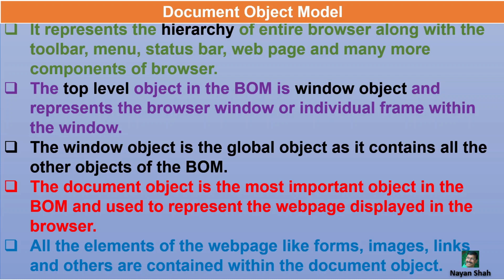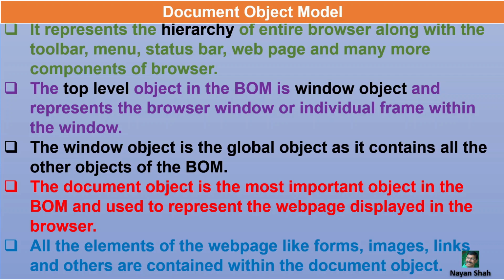The document object is the most important object in the browser object model, and it is used to represent the web page displayed in the browser. So the document object model is the most important because we are dealing with the web page. So we will concentrate on the document object model. And why is it most important? Because it represents everything which is displayed on the web page, and we are bothered about how we can refer to different objects on the web page.